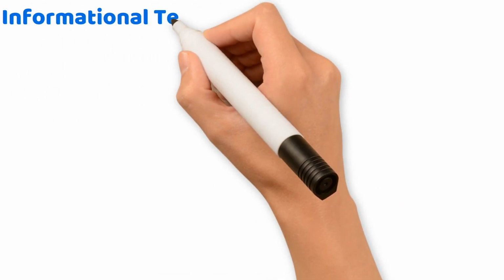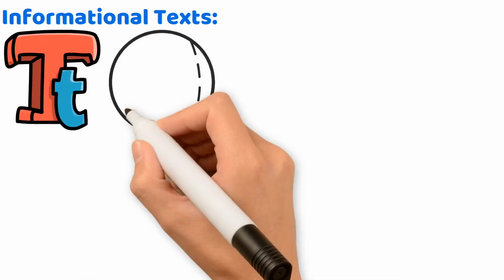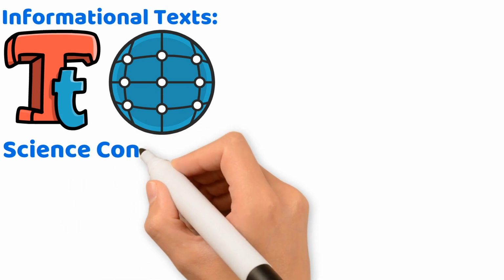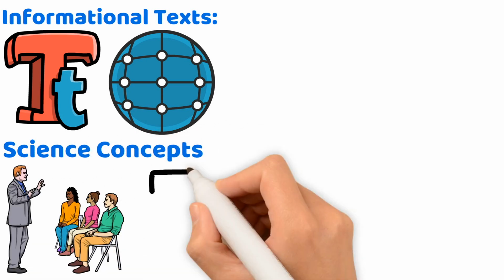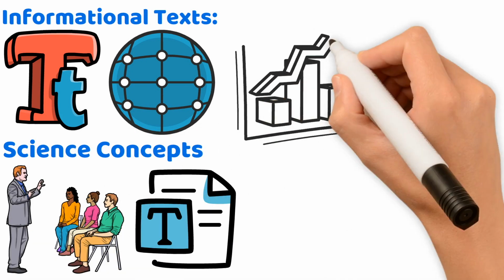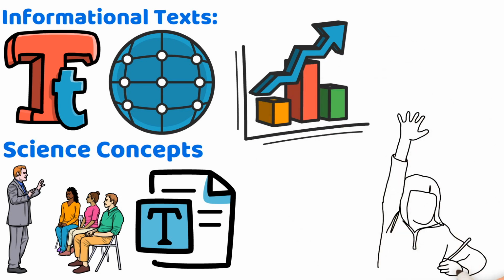Informational texts. Utilize texts that provide real-world applications of science concepts. Teach students how to extract and interpret scientific data, enhancing their ability to apply what they learn in practical contexts.